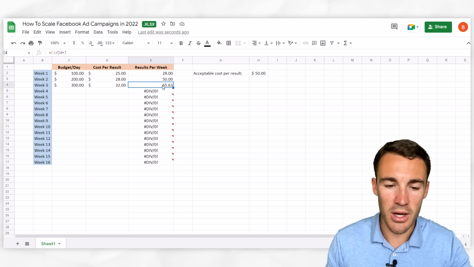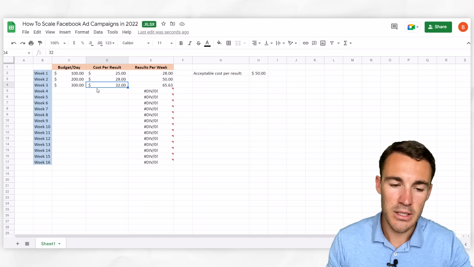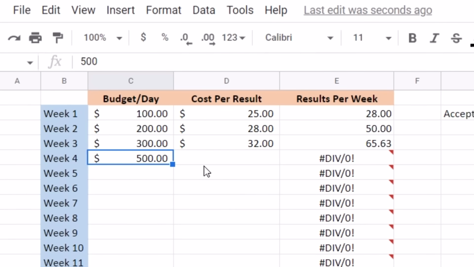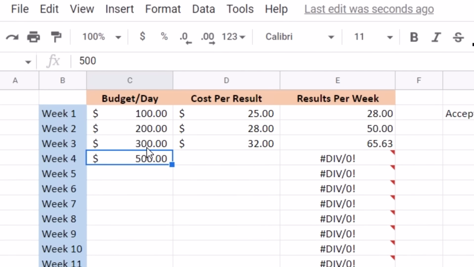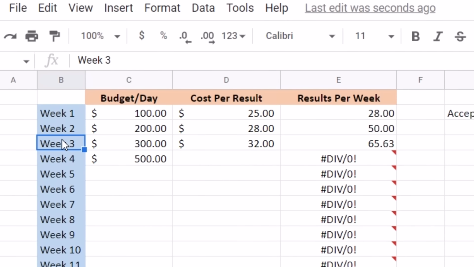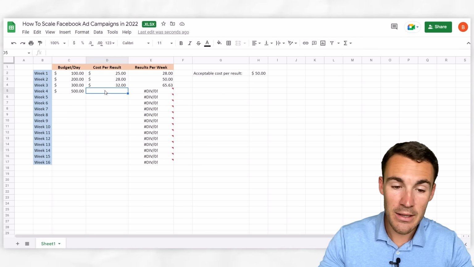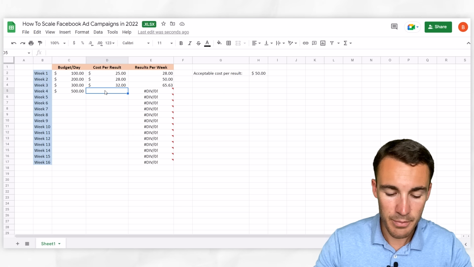But still well under our target cost per result, 50. Great. Wait another week, do the same thing. Now we're going to increase to 500 a day as our budget. But again, remember, we're only doing this in weekly increments, not doing it more frequently than that. We're letting it be.